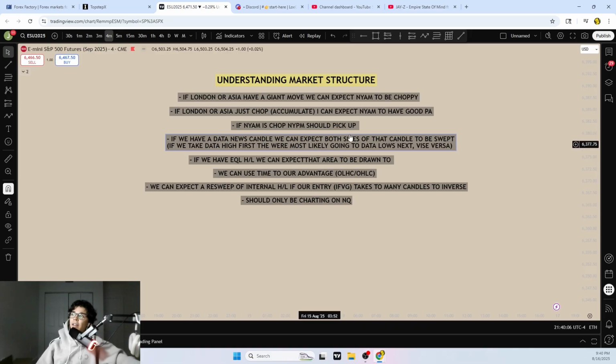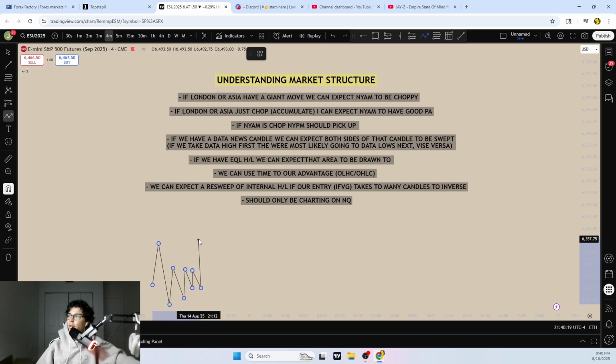If we have a data news candle, so say, right, we just have normal movements in the market, but then all of a sudden this data news candle does this, right? Just creates a giant wick in the market. Well, if we take out the lows first, we're most likely going to want to draw to the highs and vice versa, right?